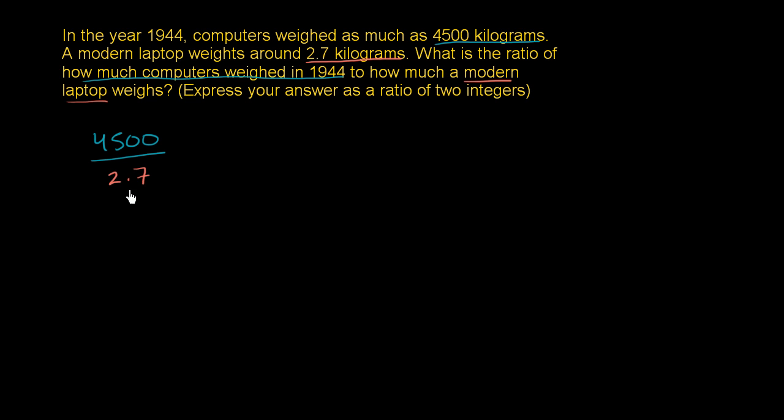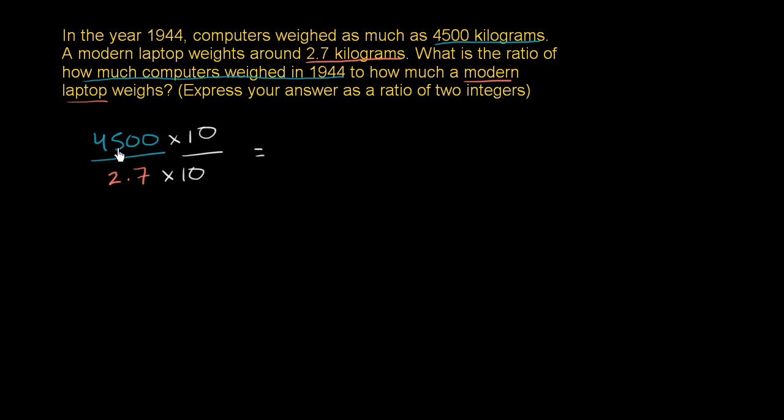So the easy way to convert 2.7 to an integer is to move the decimal place 1 to the right, or another way of thinking about it is to multiply it by 10. But if we just multiply the denominator by 10, that would change the value of the ratio. In order to not change the value, we have to multiply the numerator and the denominator by 10. This is equivalent to just multiplying this fraction by 10 over 10, which is the same thing as 1, so it does not change the value. So what do we get?